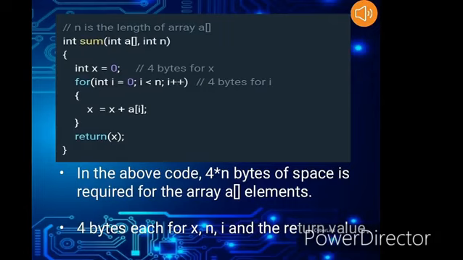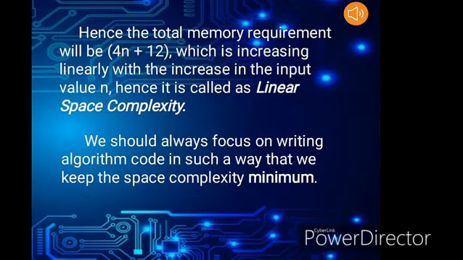This is the second example. In the above code, 4 times n bytes of space is required for the array A elements. 4 bytes each for x, n, i, and the return value. Hence, the total memory requirement will be 4n plus 12, which is increasing linearly with the increase in the input value n. Hence, it is called linear space complexity. We should always focus on writing algorithm code in such a way that we keep the space complexity minimum.